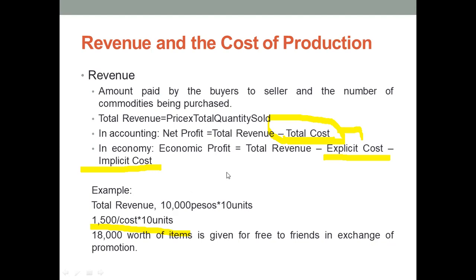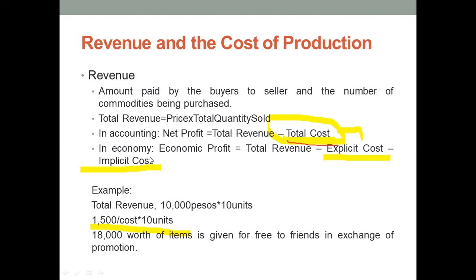Okay, right. So let's differentiate how we compute profit in terms of accounting and in terms of economy. In accounting, when we solve for profit or net profit, we simply subtract the total cost from the total revenue. Whatever our total cost was, that is what we subtract. That's all, you just minus it. So how much is your total cost against your total revenue.